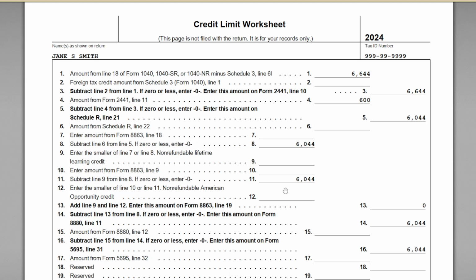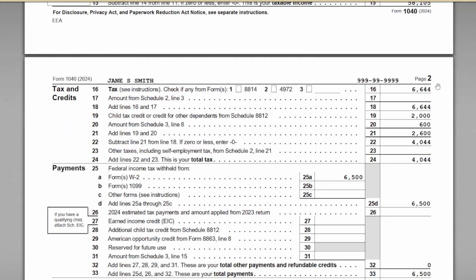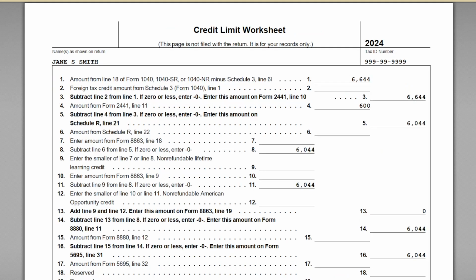So we'll scroll on down to the worksheet here. This is a comprehensive worksheet that factors in a lot of different credits. There's a simpler one in the form instructions that you can use, the Form 2441 instructions. But the starting point here is the amount of tax from line 18 of the 1040. So if we go back up to page 2, we can see here we've got our taxable income of $58,105, taxes on that amount $6,644. Schedule 2 are additional taxes, so they include things like self-employment taxes, net investment income taxes. None of that applies to Jane, so that's why that amount is 0. So the total tax before calculating this limitation is $6,644. So that's the line 18 figure that we're starting with on this worksheet.